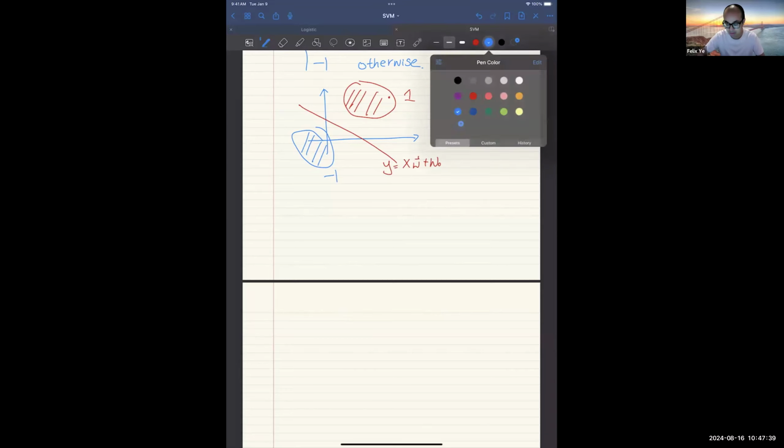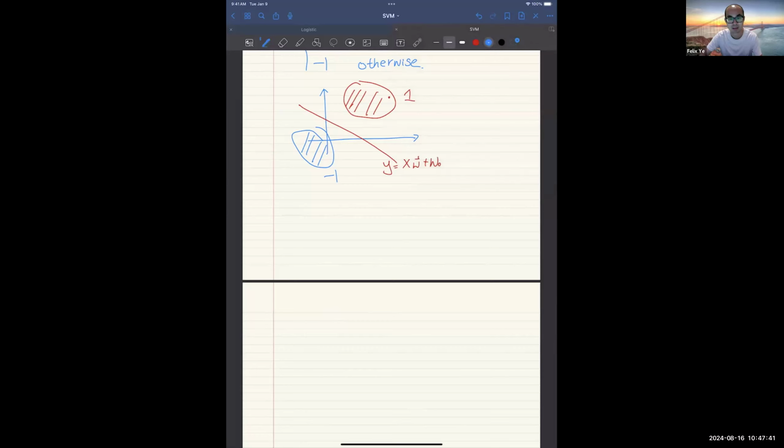As I said, the only thing that matters is the sign of the linear separator when we make predictions. That's why we call the hyperplane w x plus w0 equal to 0 the decision boundary.